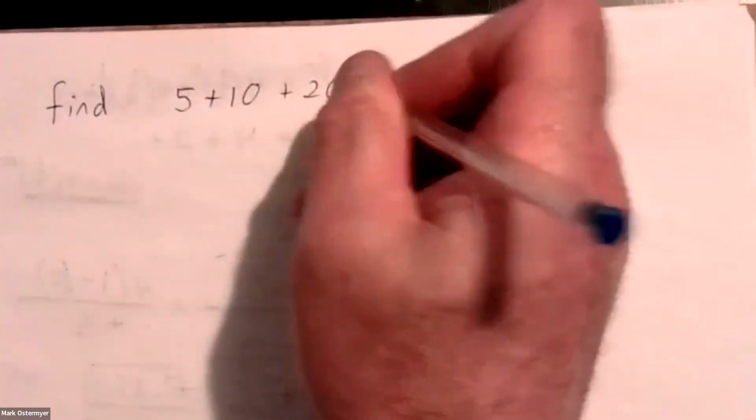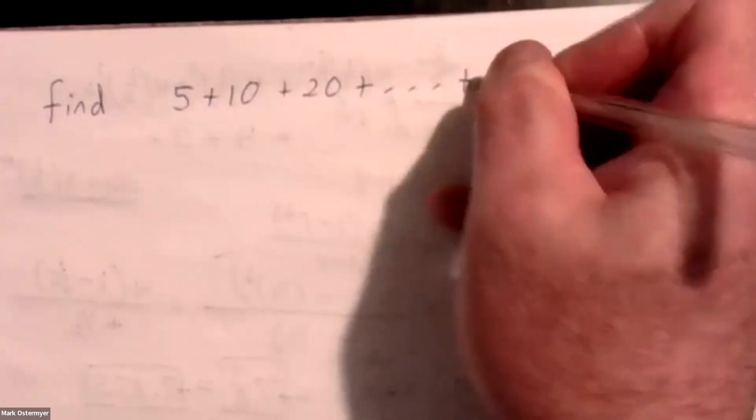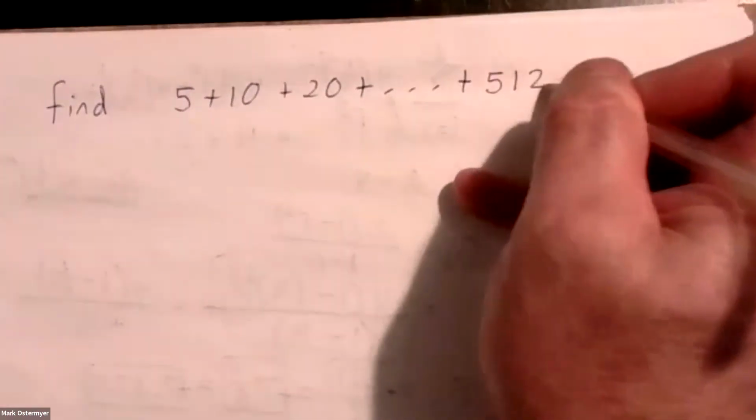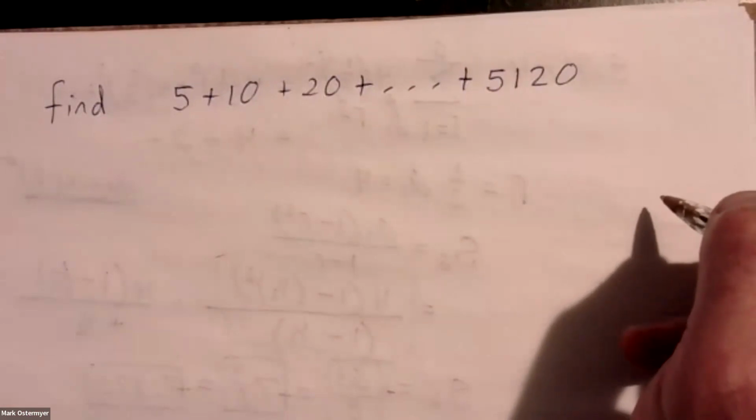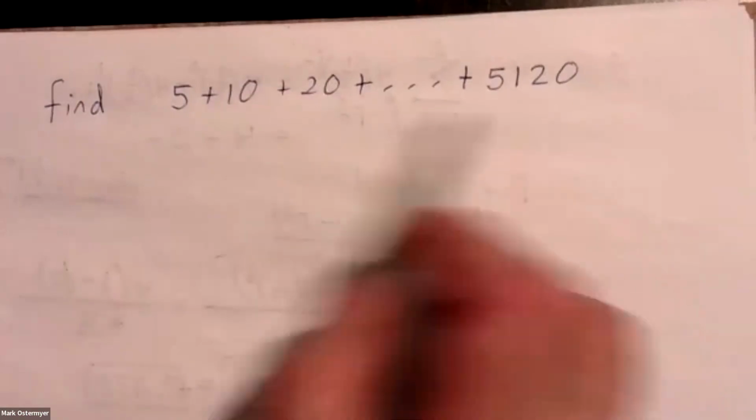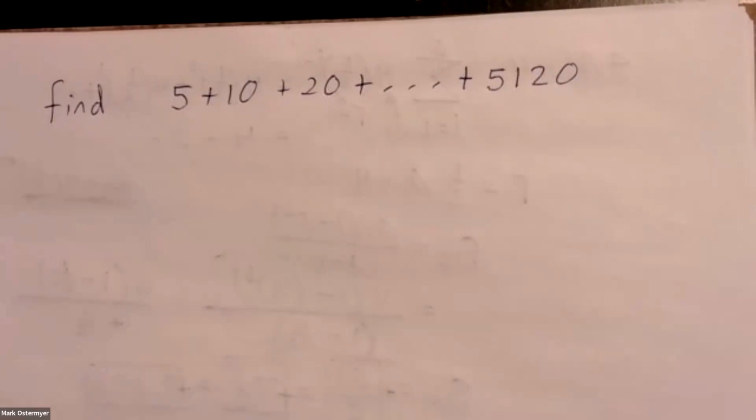All right, let's see. Find 5 plus 10 plus 20 plus ... plus 5,120. Wow. Now they want us to evaluate the sum here, and it is a finite sum because we're only adding up a finite number of numbers. But what is the major hangup with this problem here? Anybody know what we're going to need to find out?